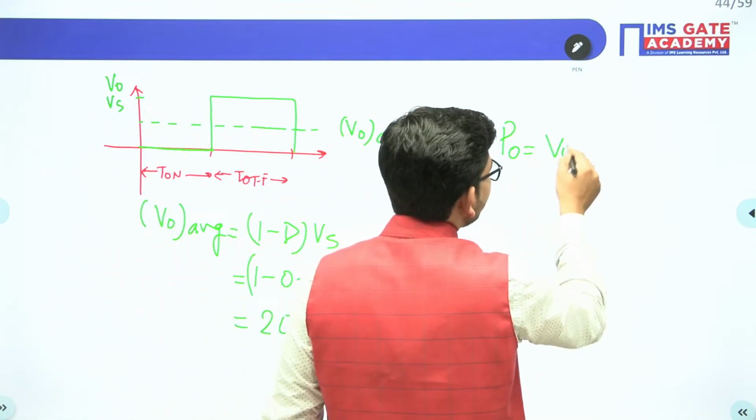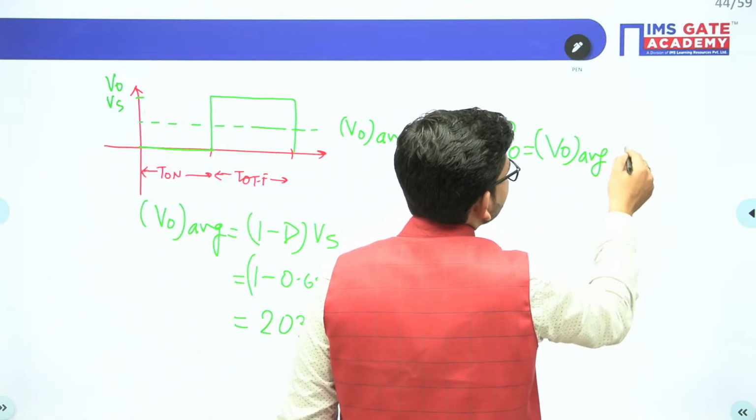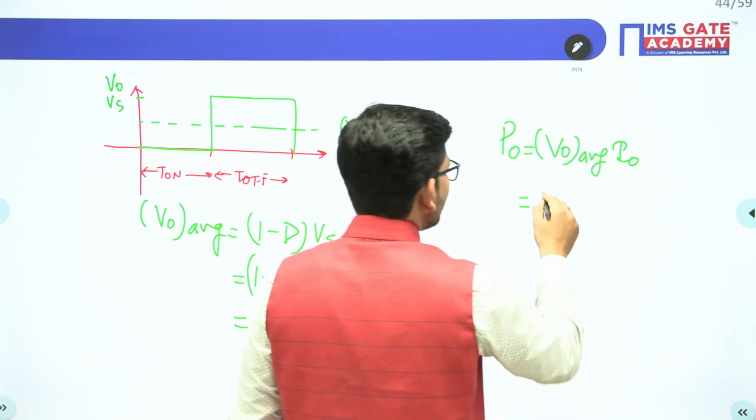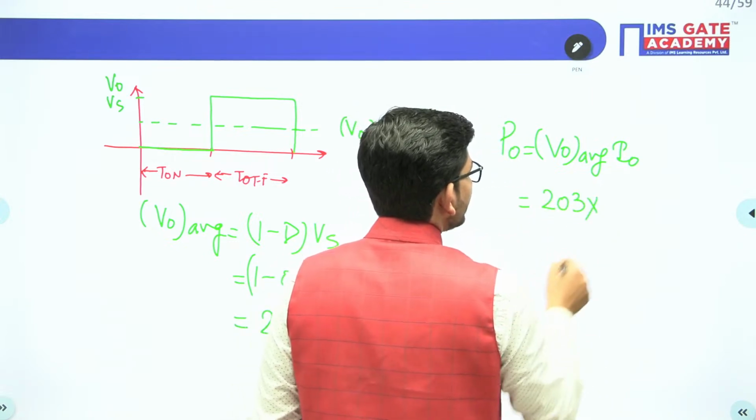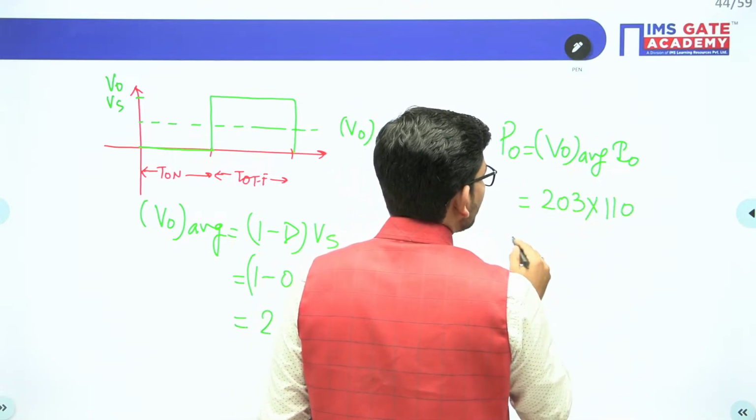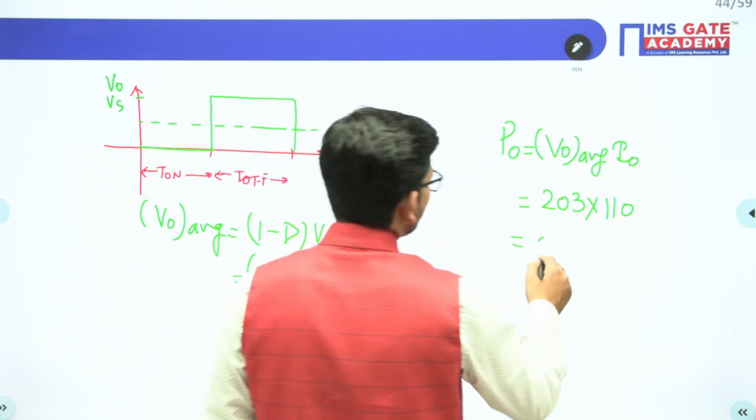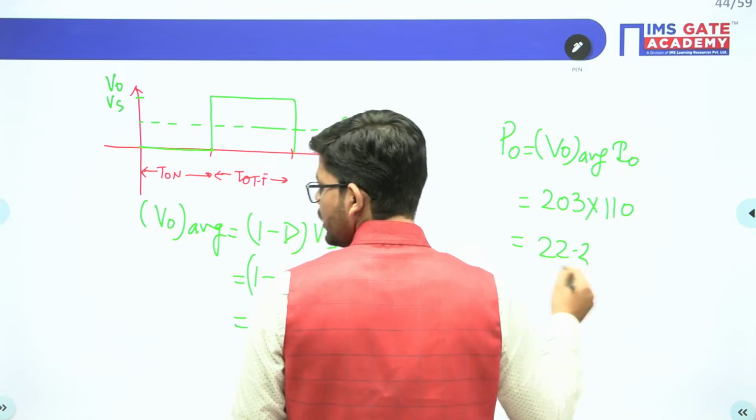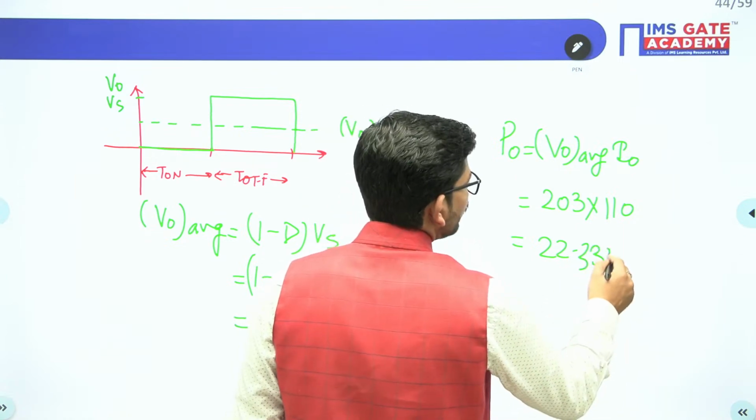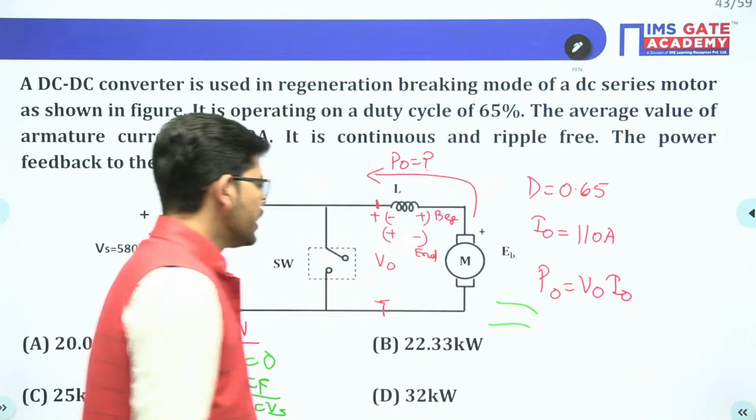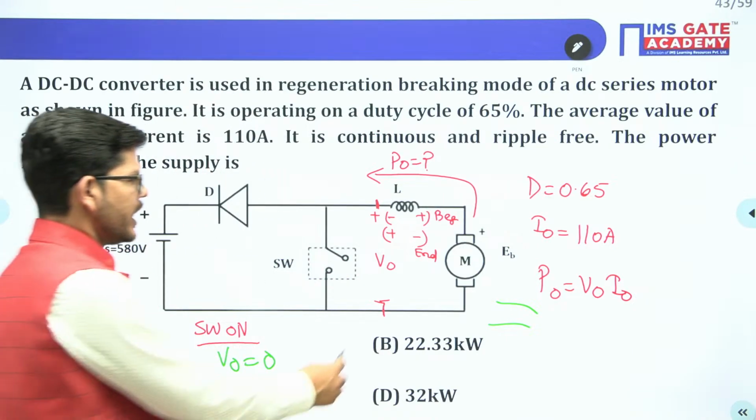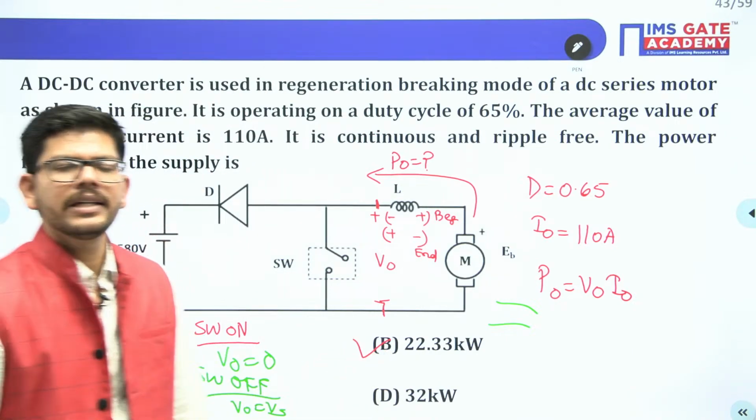to the average output voltage into current. So you have calculated this 203 and it is 110. So how much answer you will get? You will get 22.33 kilowatt as an answer. Let me see whether this is an option or not. Yes, we have option B, which is exactly the same.